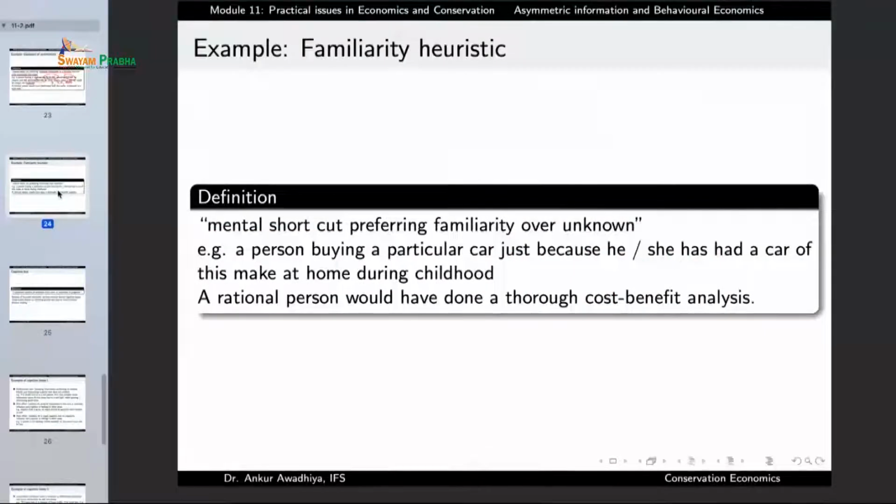Another example is a familiarity heuristic, a mental shortcut preferring familiarity over unknown. Example, a person buying a particular car just because he or she has had a car of this make at home during the childhood. Now, a rational person would have done a thorough cost benefit analysis. But what a number of people do is that, okay, my dad bought a car of this company, so I should also buy a car of this company because I am familiar to this car.